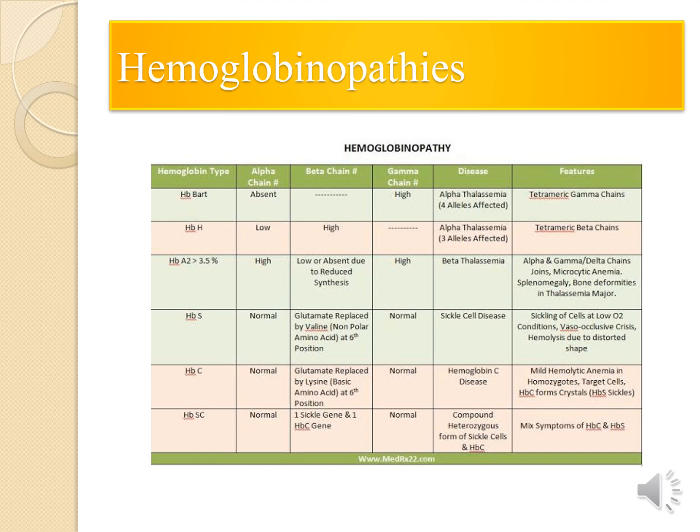In hemoglobin SC, the alpha chains are normal, and this disease is a compound heterozygous form of sickle cell and HbC, and the features are symptoms of HbC and HbS.